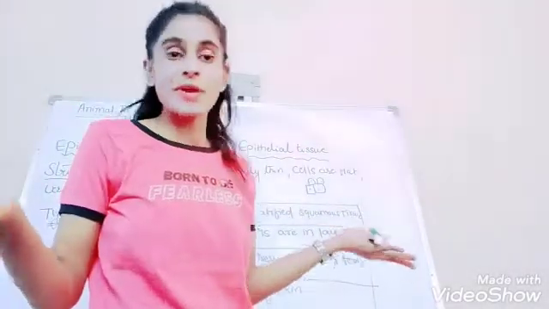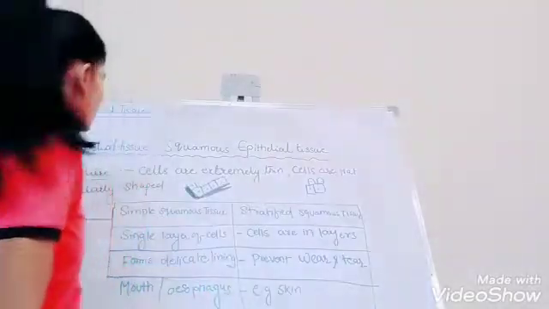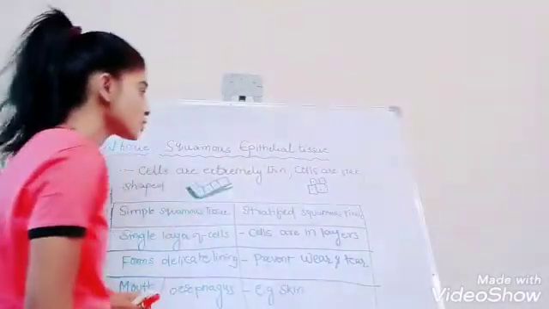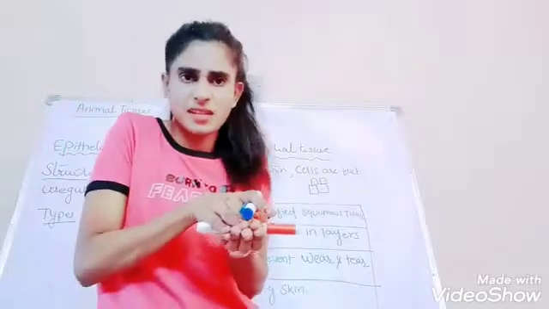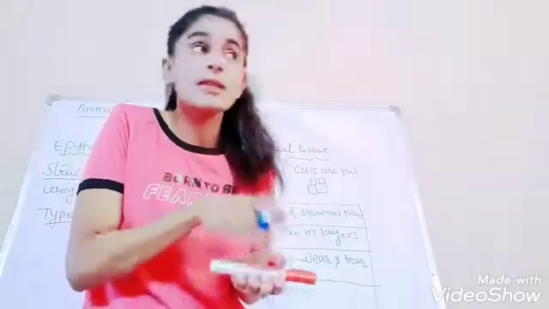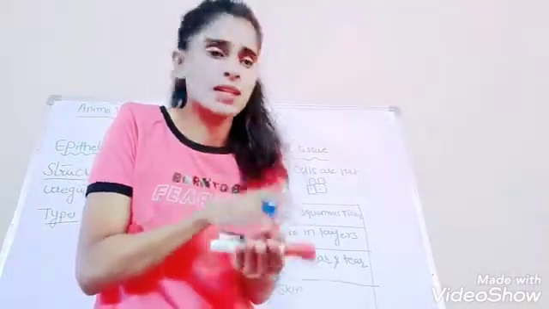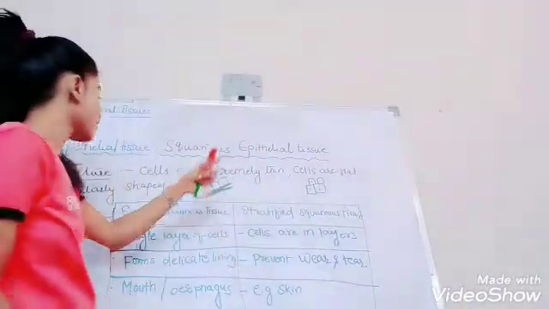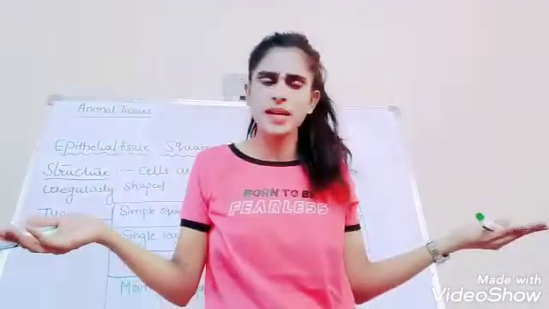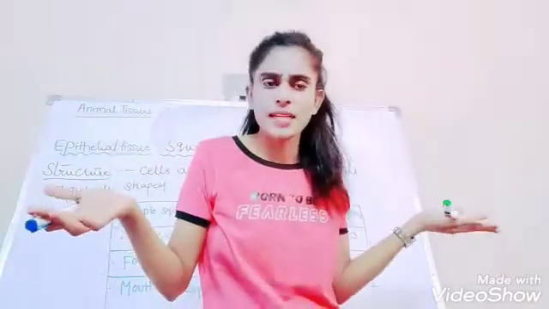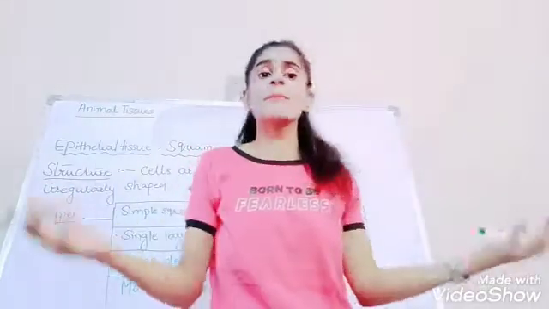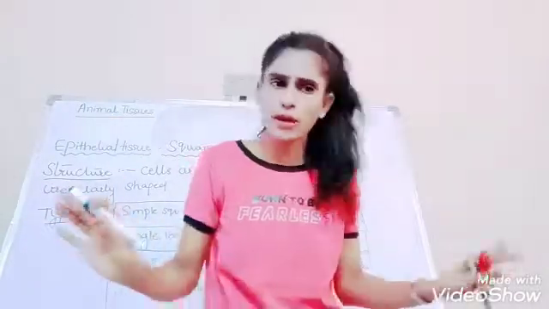Whatever the structure is, we can't change it. The cells of squamous epithelial tissue are extremely thin, and the cells are flat. Yes, they are flat, chapta. The cells are thin, flat and irregular in shape. It may be any shape, oval or elongated. The cell may be of any shape, irregularly shaped.